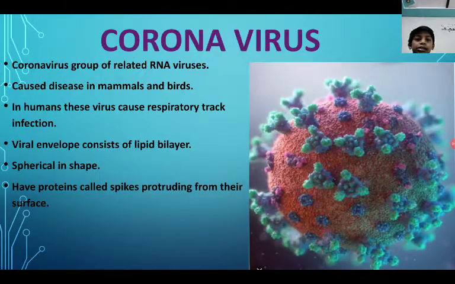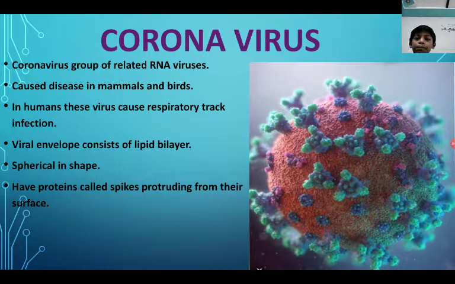Let us see the coronavirus. You can see the coronavirus. Now there is a pandemic of coronavirus. We are in lockdown because coronavirus is an infectious disease that can spread through air and the sneezing of people. Coronaviruses are a group related to RNA viruses. They cause disease in mammals and birds. In humans, coronavirus especially causes respiratory tract disease.